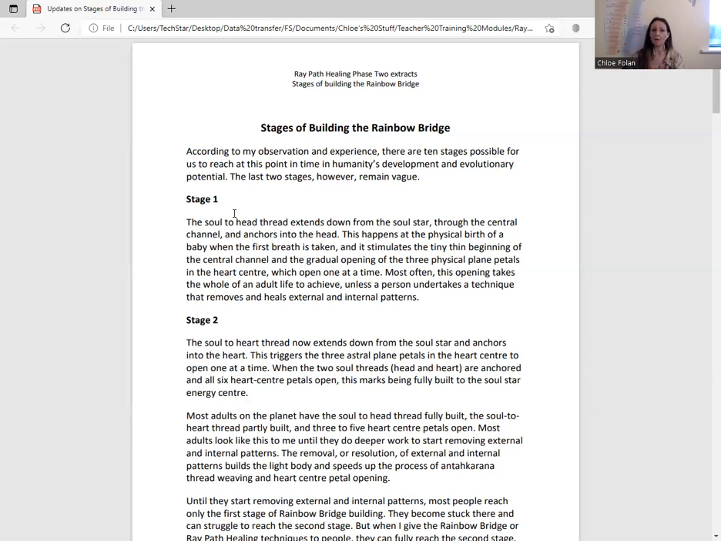Organically, from birth, as a baby is being born, the highest self, which to me always looks like a whitish globe, sometimes tinged with gold, will hover over the mother in the final stages of giving birth. And as I've always said, it doesn't matter whether it's a natural birth or a C-section. As soon as the baby comes out, however that happens, that orb will float over the baby's head. And as soon as that baby takes the first breath, the soul to head thread anchors down.